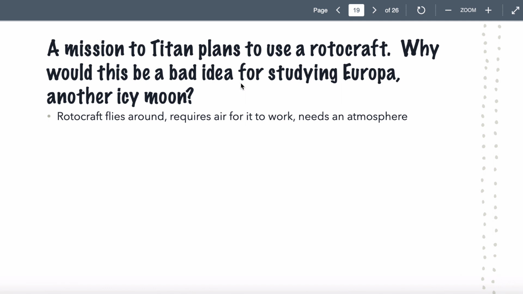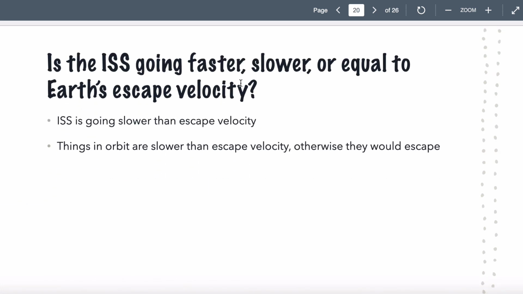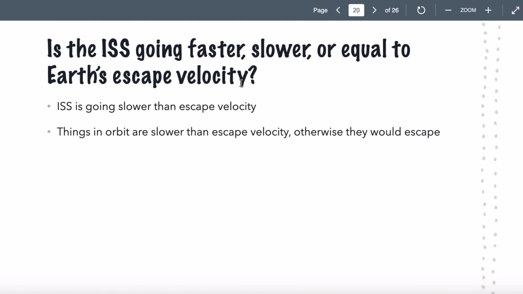Next question. A mission to Titan plans to use a rotorcraft. Why would this be a bad idea for studying Europa, which is another icy moon? The answer is that a rotorcraft flies around and requires air to work, and you need an atmosphere. You're not going to get that with Europa. Next question, is the ISS going faster, slower, or equal to Earth's escape velocity? The ISS is going slower than the escape velocity.